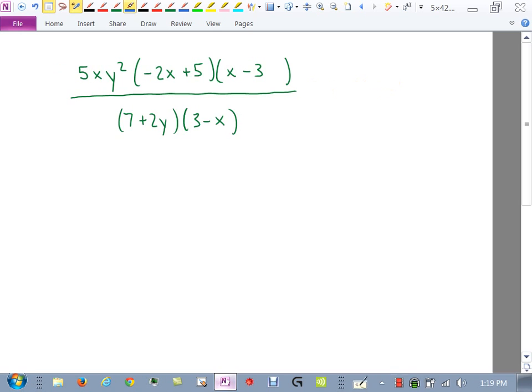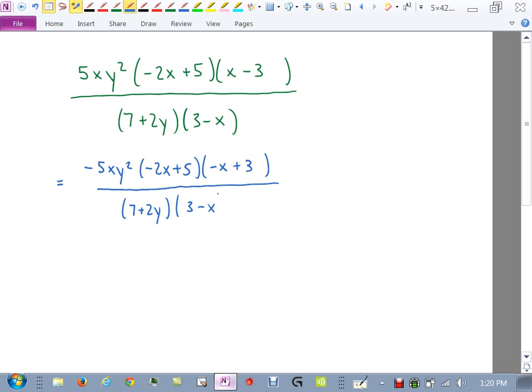Now, where do I put that negative 1? I can put it anywhere. So I'm going to put it all the way out in front of the 5. I'm just going to make this a negative 5xy squared times negative 2x plus 5. When I pull the negative out, that last one turns into what? Negative x plus 3. And then on the bottom, 7 plus 2y, and then 3 minus x. And they match now, right? Does it matter that they're not in the same order? It doesn't, right?